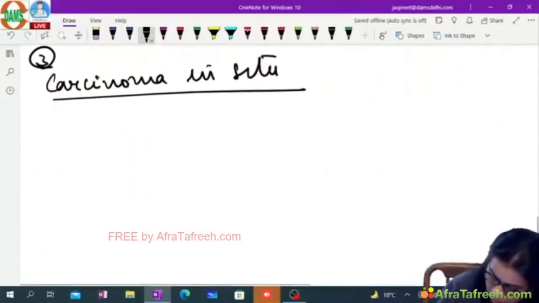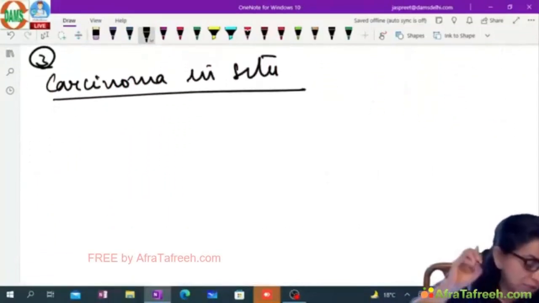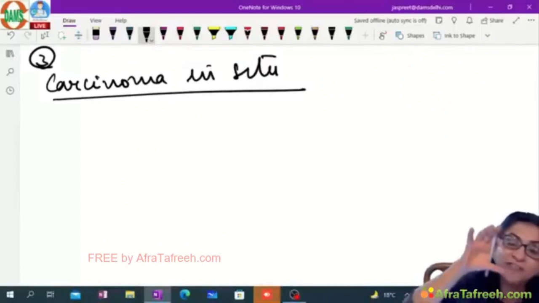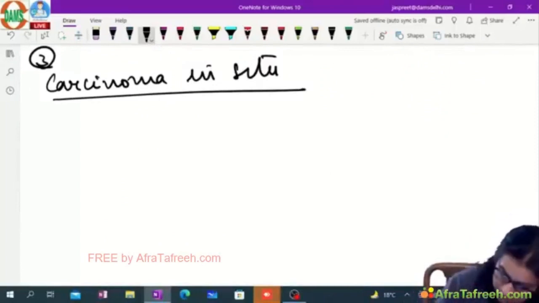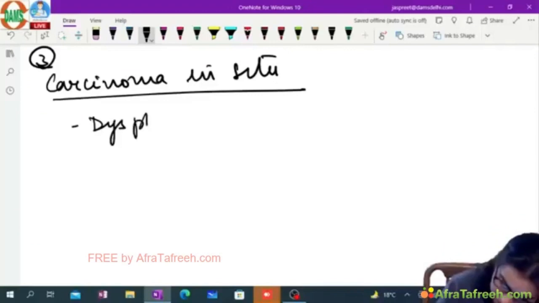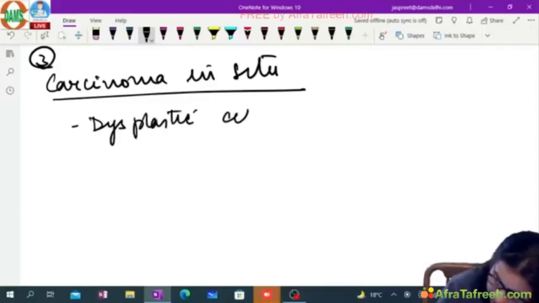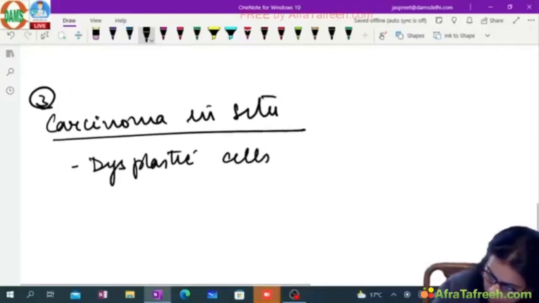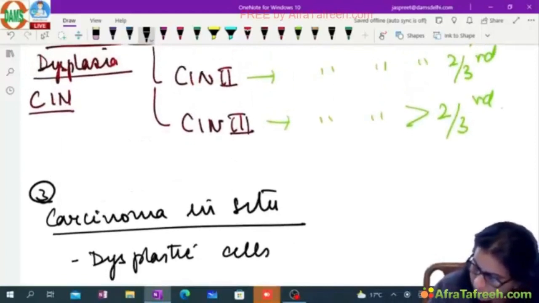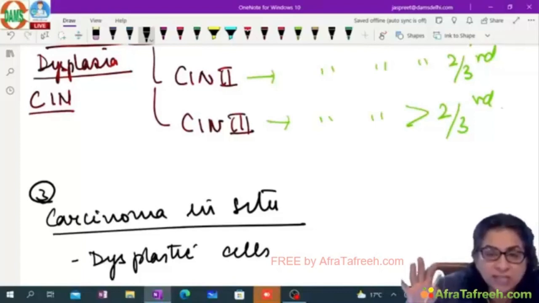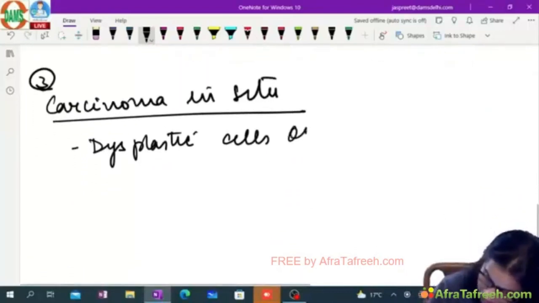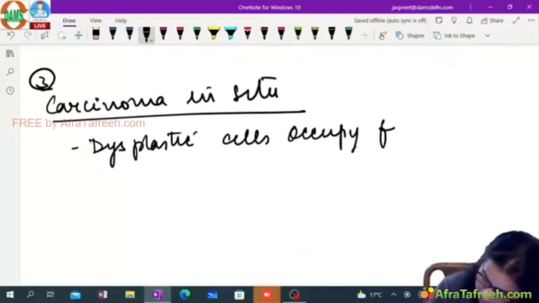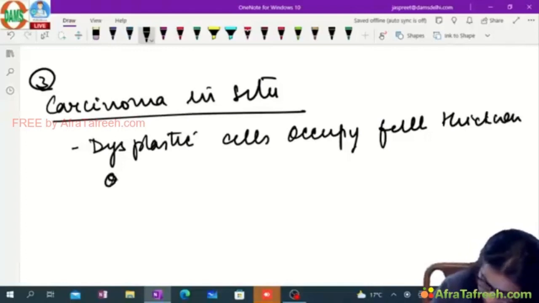What is carcinoma in situ? In carcinoma in situ, dysplastic cells occupy the full thickness of the epithelium. So what is CIN3? Dysplastic cells in more than 2/3. And what is carcinoma in situ? If dysplastic cells occupy the full thickness of the epithelium.